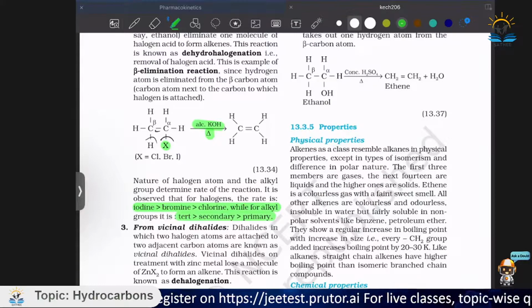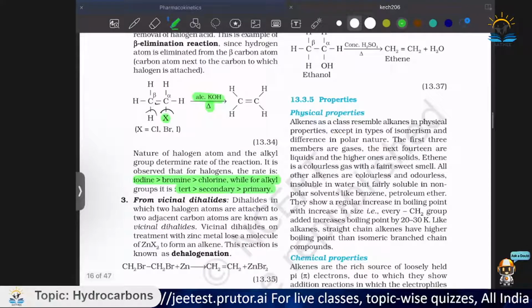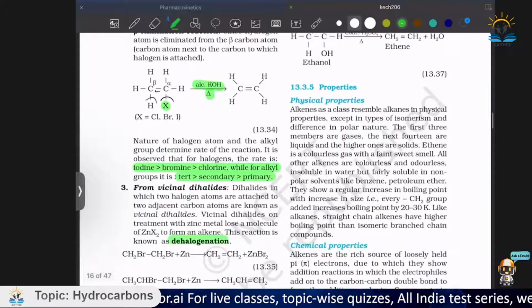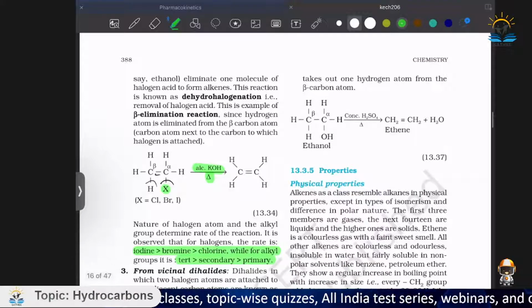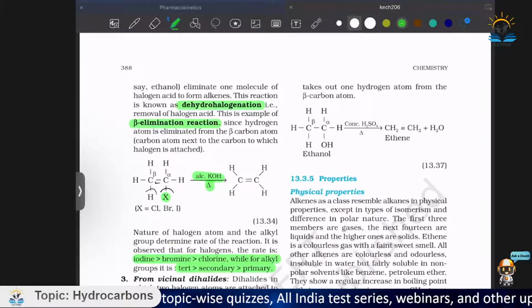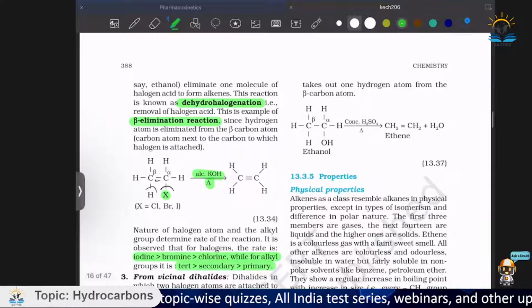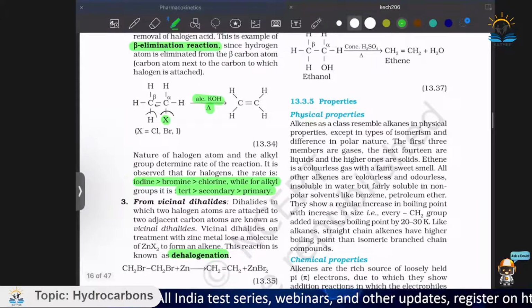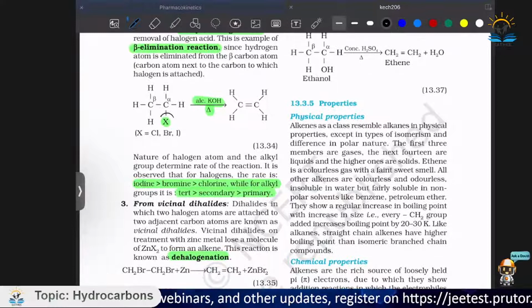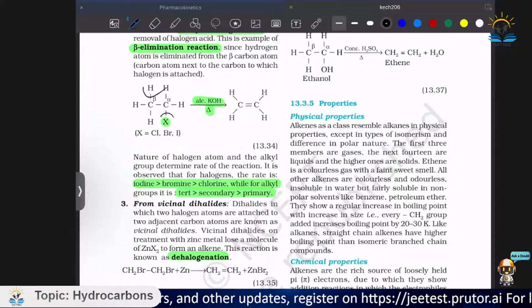Now, from vicinal dihalides, dehalogenation. So this one was dehydrohalogenation. One hydrogen and one halogen has been removed. It is an example of beta elimination. But what is beta elimination exactly? A hydrogen from the beta carbon will be removed if a halogen from the alpha carbon is being removed. That is beta elimination.